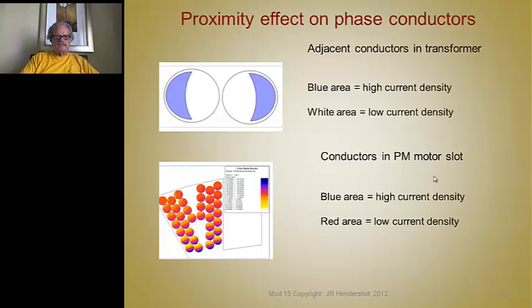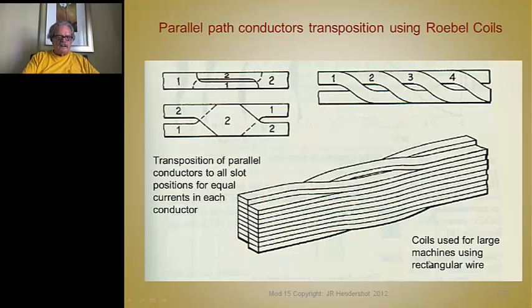Proximity effect looks like this. It's where you have high current density concentrated on one side of the machine. Here's an actual slot that's been modeled by finite element method. This is close to the air gap, and you see where the current concentrates on the sides of the conductors closest to the air gap. Way deep in a slot, there's very low current density at all. So this will give you a high impedance.